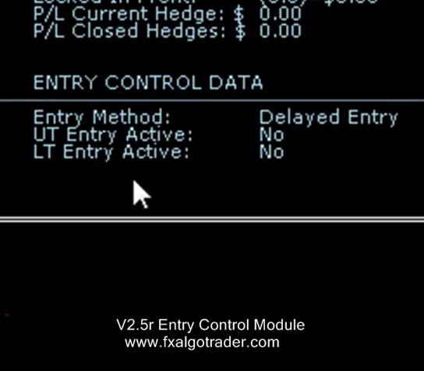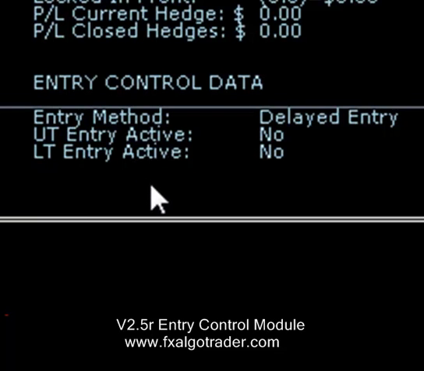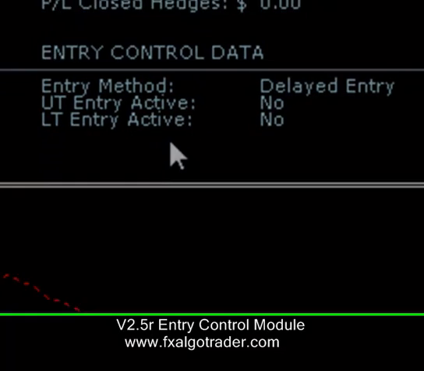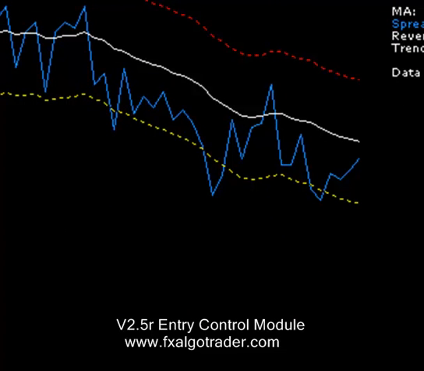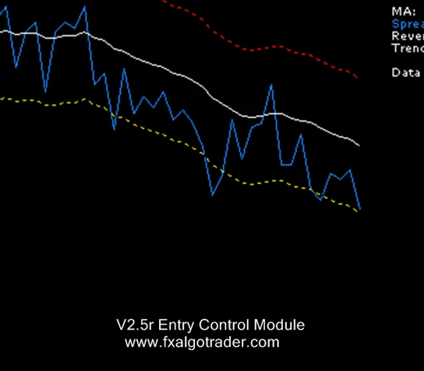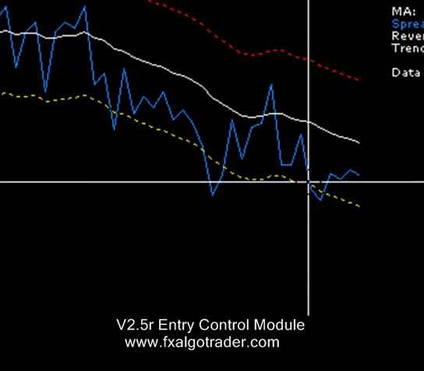So essentially, once the entry active flag is set for either an upper trigger or a lower trigger, the system will then take the next trade when the spread touches the upper trigger or lower trigger level. So let me try and explain that in graphical terms.